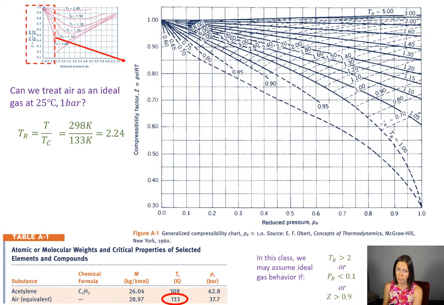So if I plug things into my equation here, you need to remember to put that temperature, that 25 degrees Celsius, in Kelvin. Needs to be in absolute temperature units. See, we've got a 2.24, so the first condition is met. Perfect. We've got an ideal gas. It's a good assumption to make.